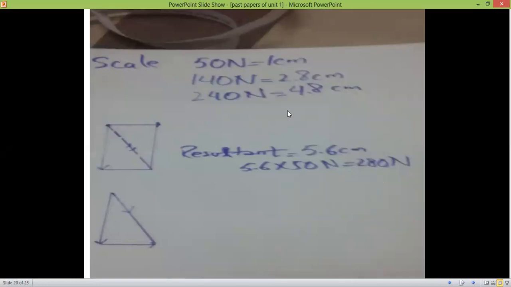First, we need to select the scale. 50 newtons equal to 1 centimeter, then 140 newton will be equal to 2.8 centimeter. How we obtain this value? 140 was divided by 50 and that is equal to 2.8 centimeter. 240 newtons equal to 4.8 centimeter. How we have obtained 4.8 centimeter? Actually, 240 has been divided by 50, so that is equal to 4.8 centimeter.